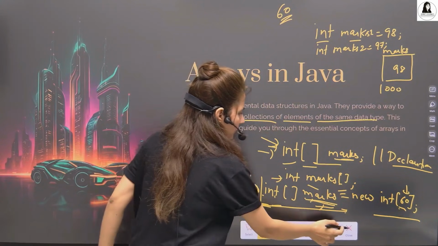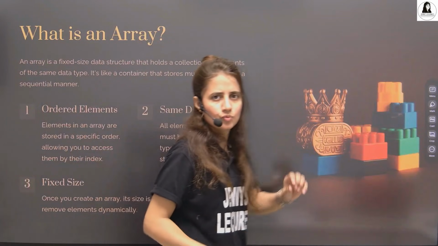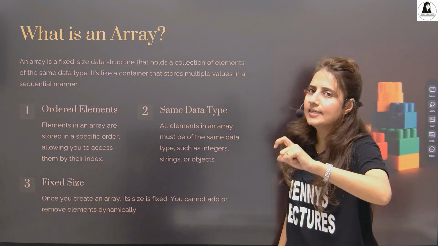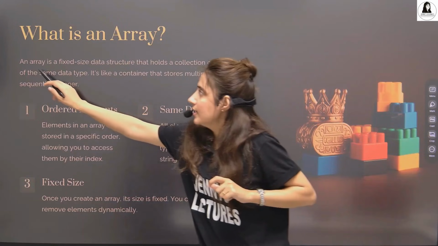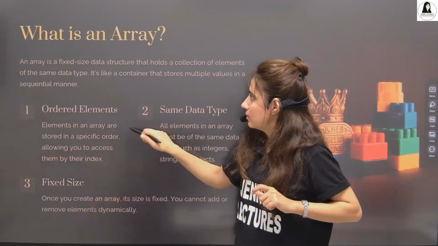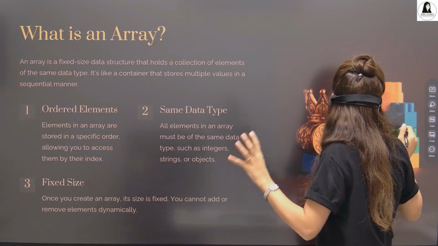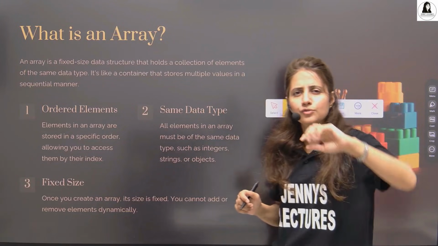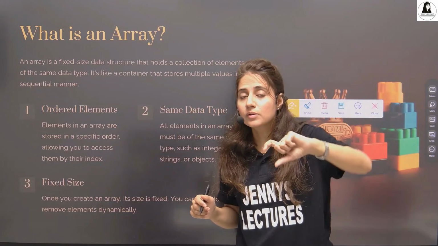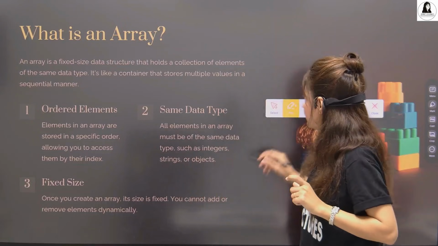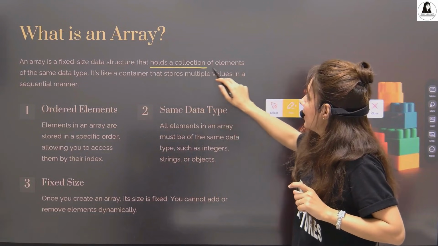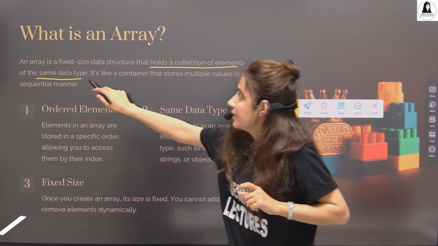But for now, I guess the definition is clear to you. What is an array and why do we basically need an array? So we can say that an array is a fixed size data structure, or you can say an array is a data structure having a fixed number of elements of the same type, right? That holds a collection of elements of the same data type.